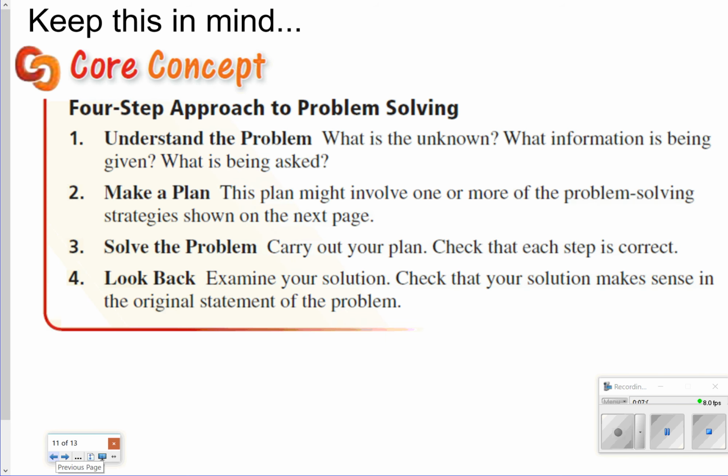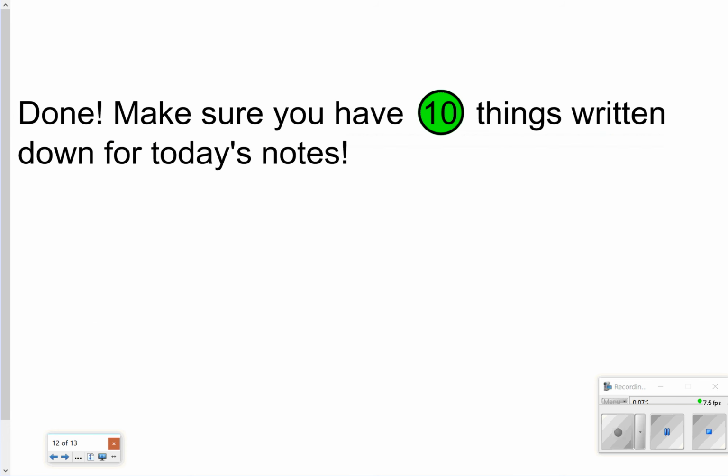A few reminders about problem solving. Make sure that you're understanding the problem. What is actually not known right now, what's being asked. Make a plan, so what type of maybe properties would you have to use to solve this. We need to solve with addition, subtraction, multiplication, division, then solve it, and then 4, look back. Always make sure you can check your work, and that's a guarantee that you can get that question correct. That's going to conclude our video for today. Just make sure you have those 7 things written down.